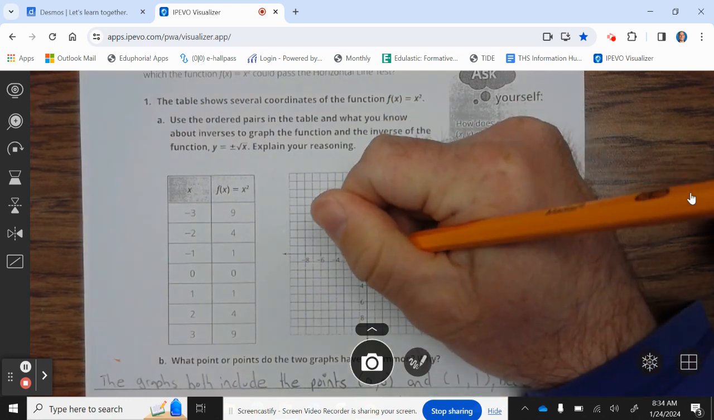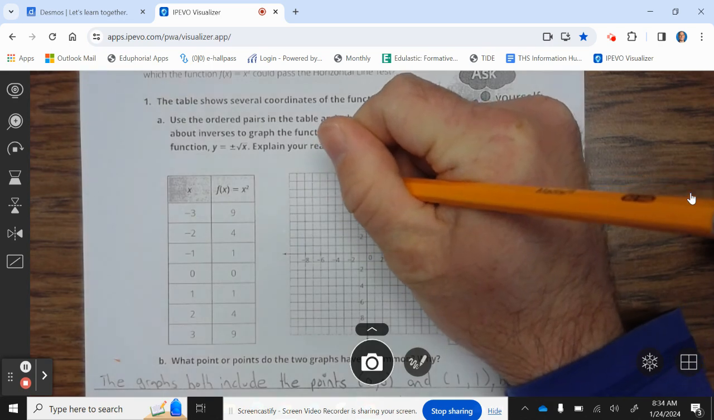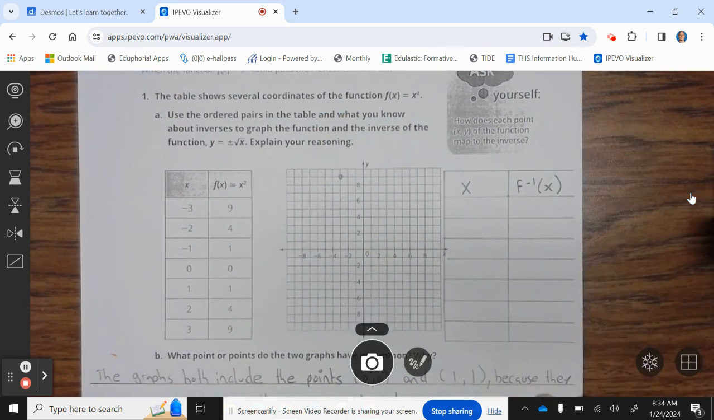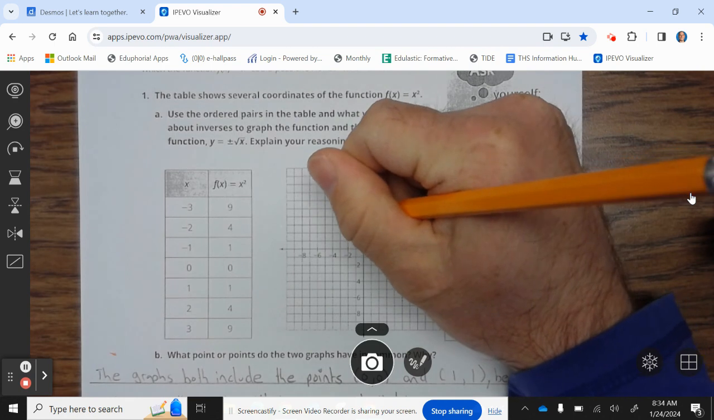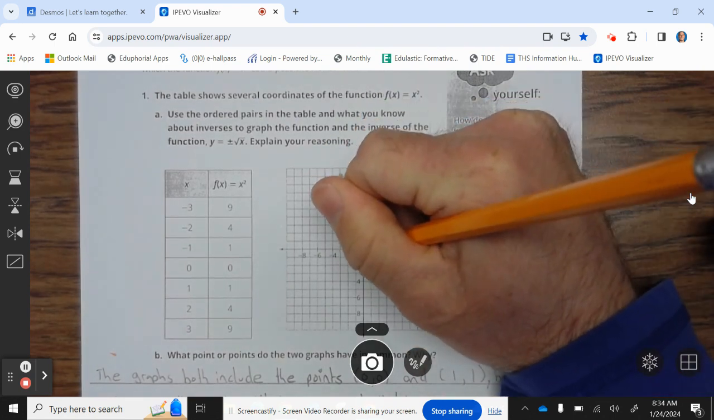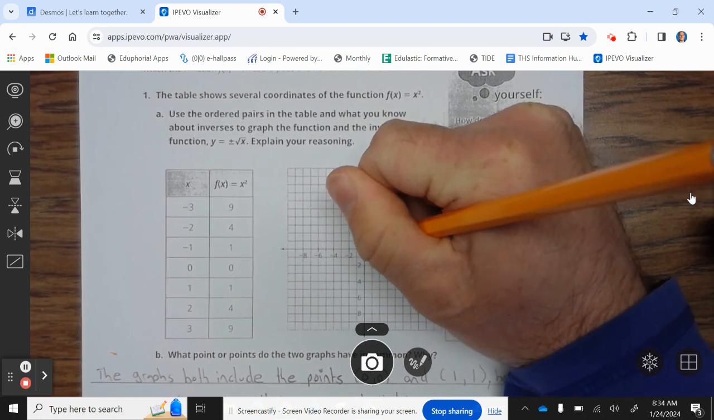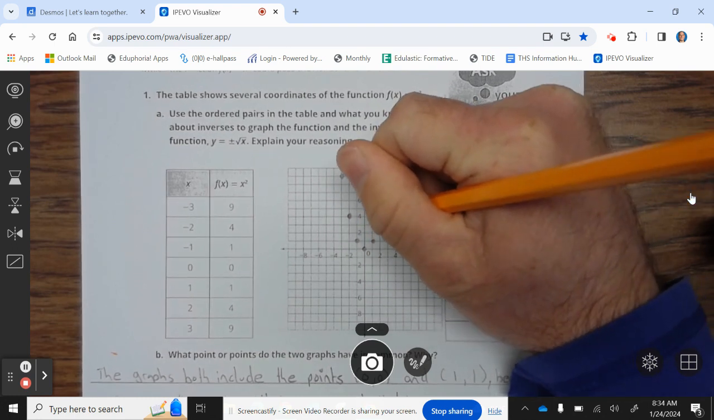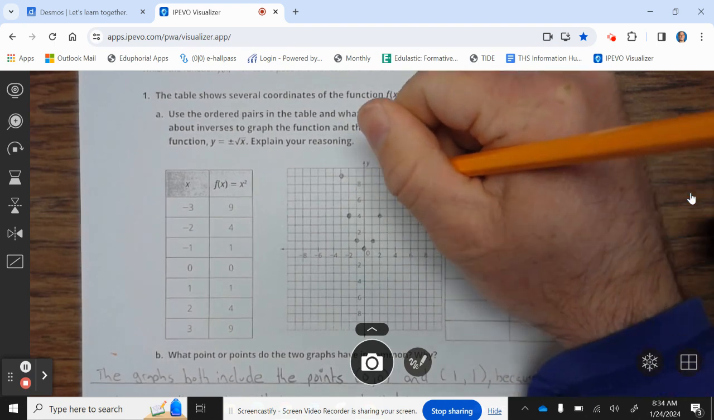Negative 3, 9; negative 2, 4; negative 1, 1; 0, 0; 1, 1; 2, 4; 3, 9.